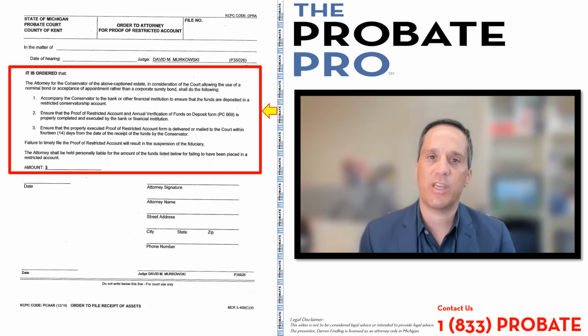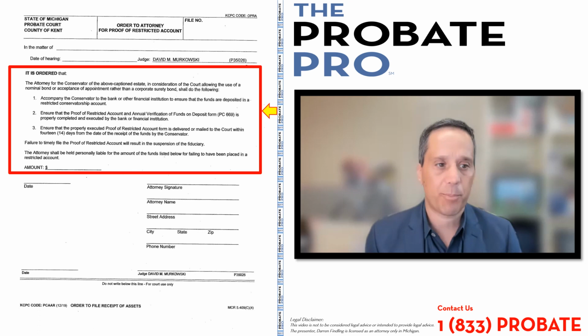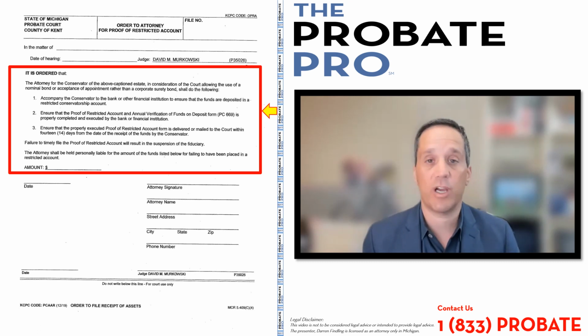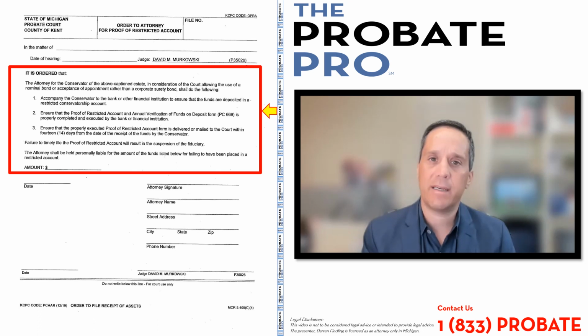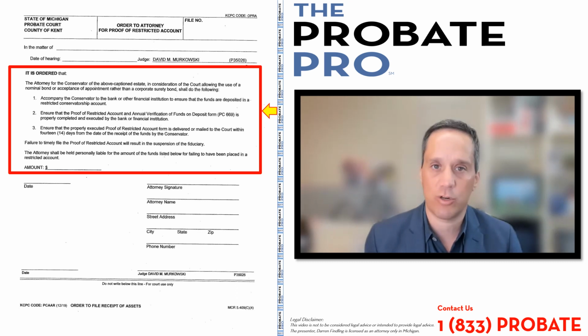The next section, the order section, is really the body or the meat of this particular court order. It provides that the attorney for the conservator has agreed to the following rules, or the agreement relative to this order. That instead of a bond in which there is a surety bond being issued, the court is going to authorize either an acceptance of appointment or a nominal bond in lieu of a corporate surety bond, as long as the following things are agreed upon by the attorney of record for the conservator.